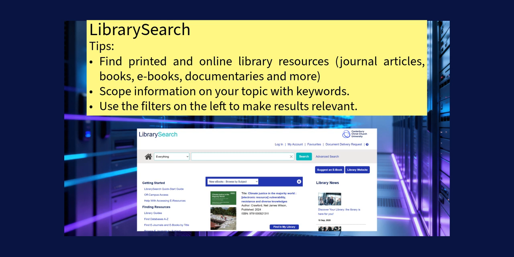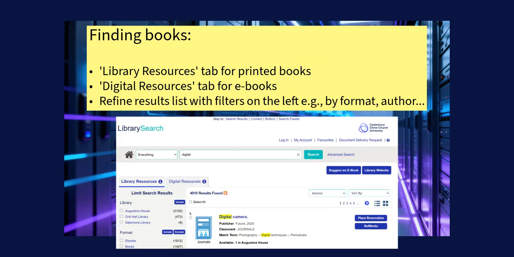Library Search is the search engine for the library's collections. So this can include printed and online resources. You can use it to scope information on your topic with keywords. You can also use the filters on the left to make your results list more relevant. If you're looking for books, remember to check under the different tabs on your results list. So, under library resources, there'll be printed books, and under digital resources, you'll see ebooks.